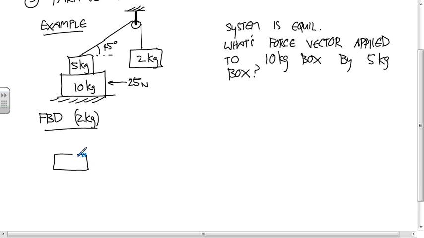So there's the 2 kilogram box. This is the thing that Ben mentioned yesterday, and I said, sometimes it helps people to include just a little bit of the cable when a cable's attached to an object, and then the force comes out of that little cable stump. So we have an upward force. We don't know what it is. We'll call it T. And then a downward force of 2 kilograms times 9.81.